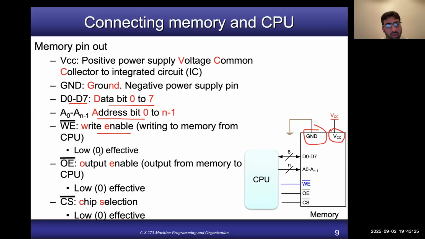This is write enable, it is low effective. Output enable, it is low effective. Chip select is also low effective. Remember that anytime a signal has a bar on top of it, like on the write enable, or on top of OE, or similarly for CS, it means that that particular signal is active low, which means that it will work when the value of that signal is 0, and it will be disabled, or not activated, when the logical value of the signal is 1. Okay.